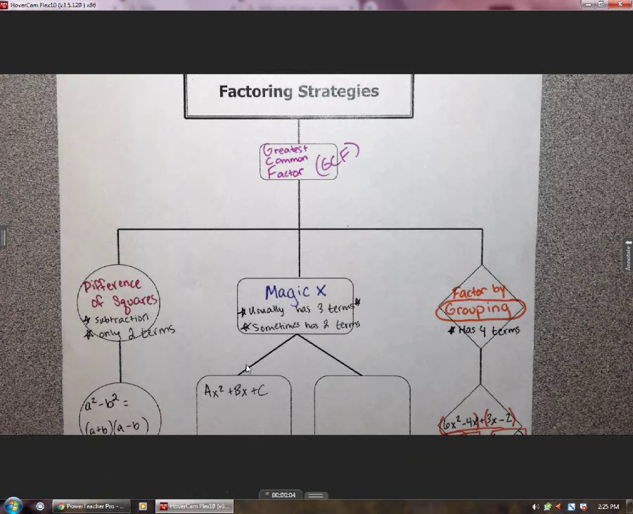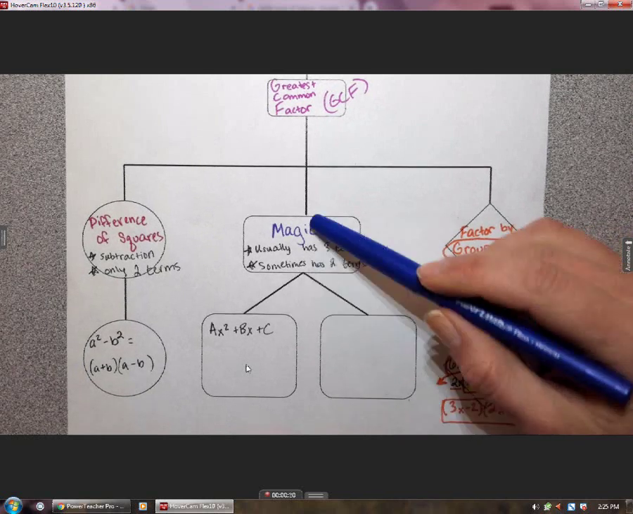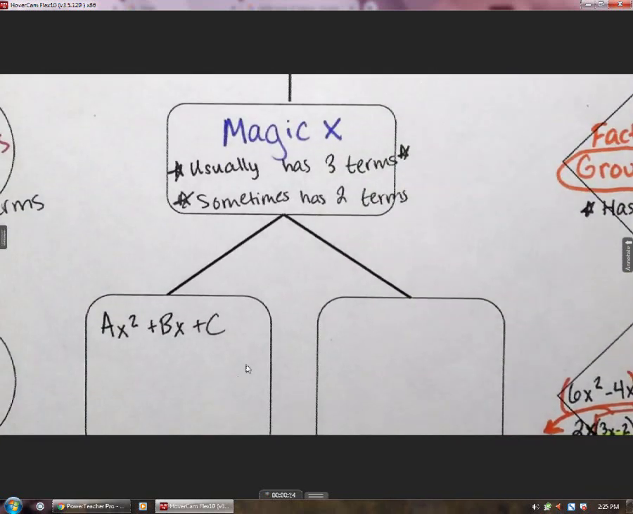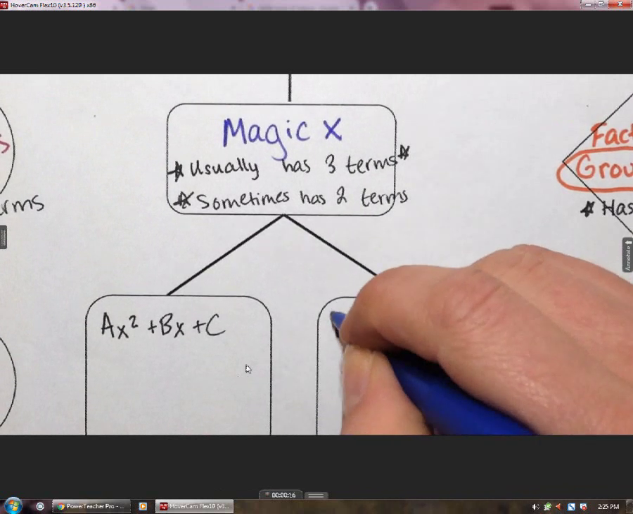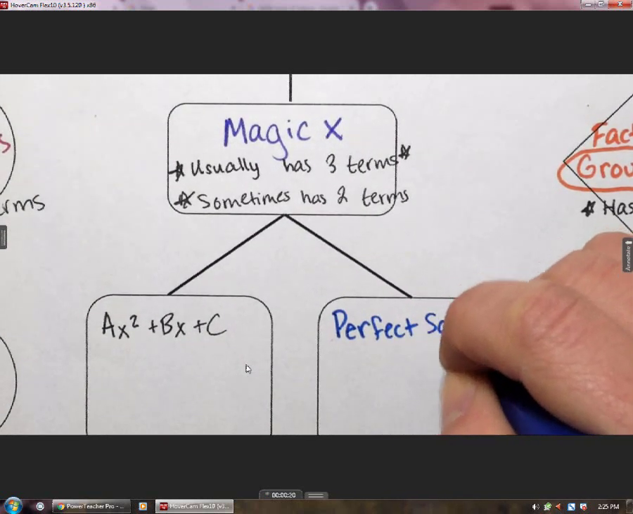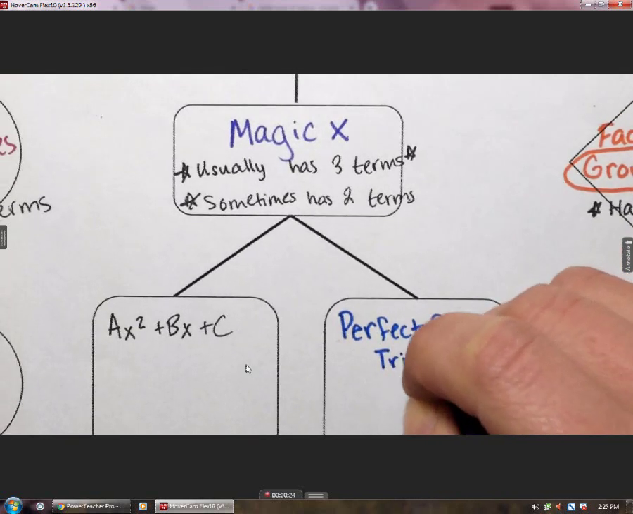Alright, so this is on your factoring strategy sheet. We're going to add the last one. It's under the Magic X branch here. This is called perfect square trinomials.